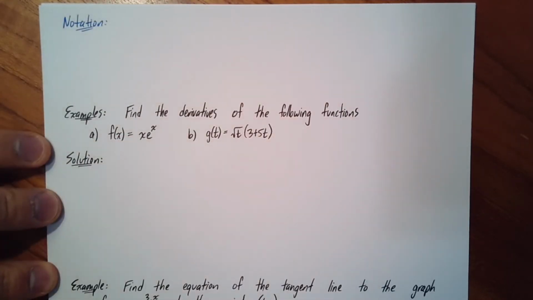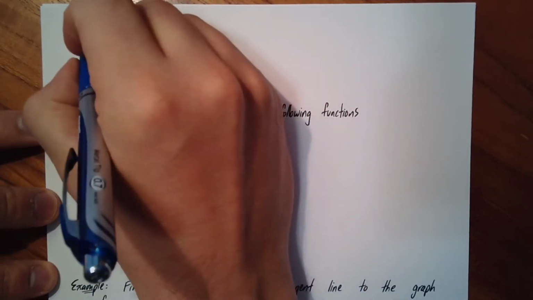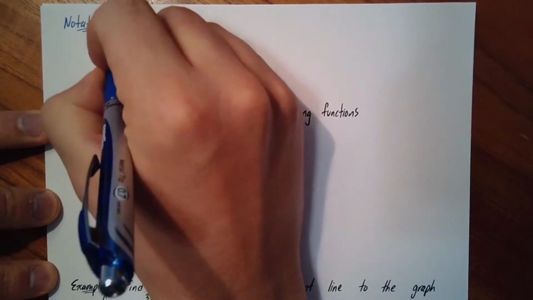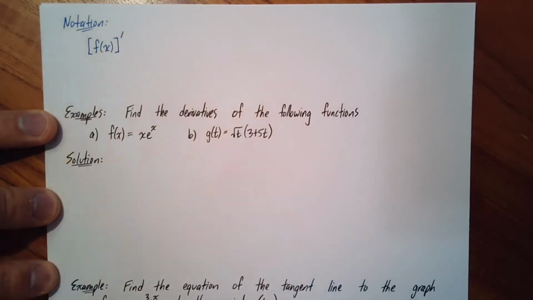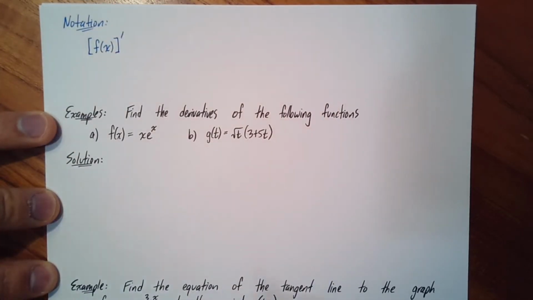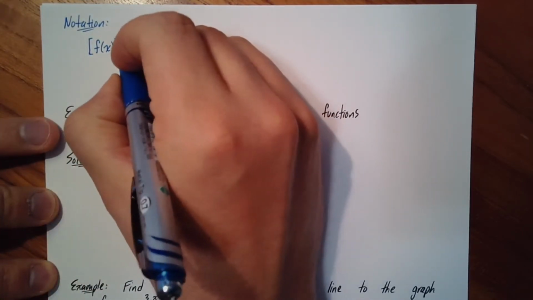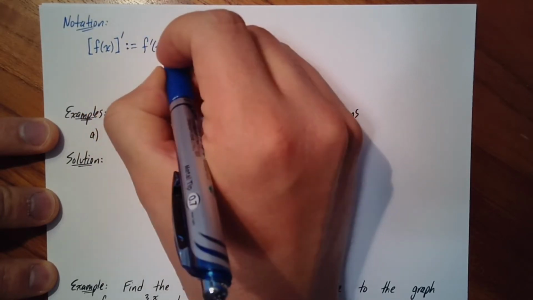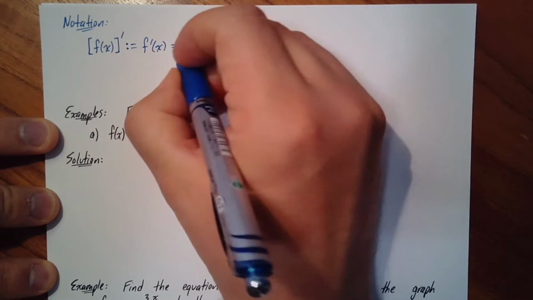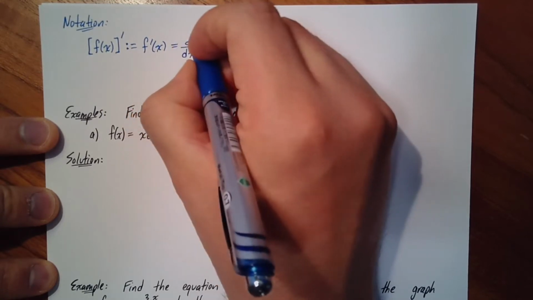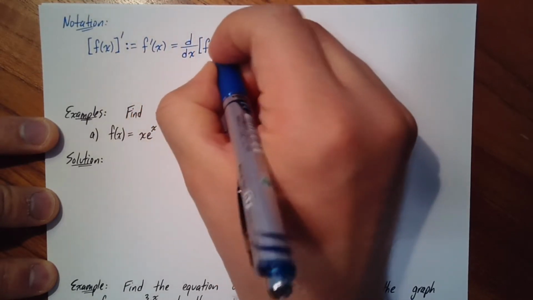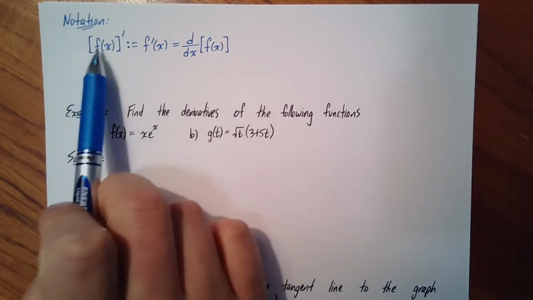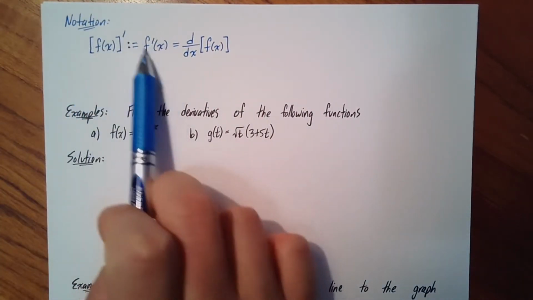If I have a function of x and I write it down in square brackets, and then I put the prime on the outside, that just means exactly the same as if I had written f prime of x, or if I had written it in operator notation, the derivative with respect to x of f of x. Okay, and you might ask the question, well, what's the point of using this notation? Why don't I just use this notation?